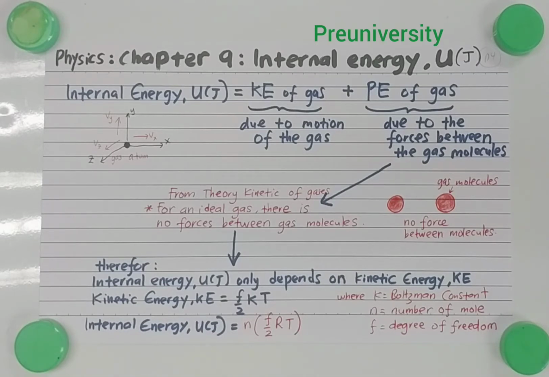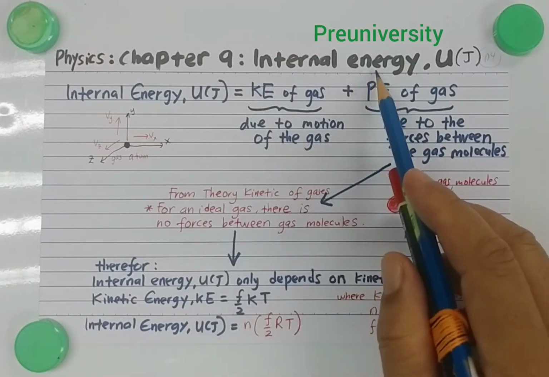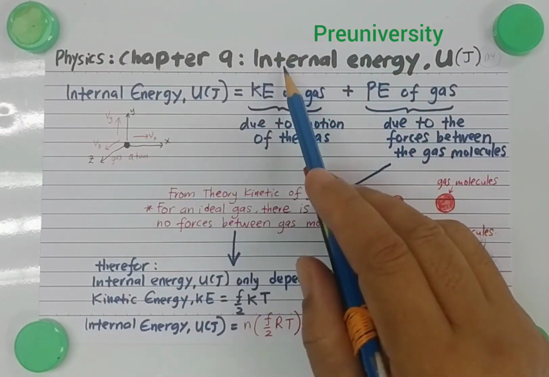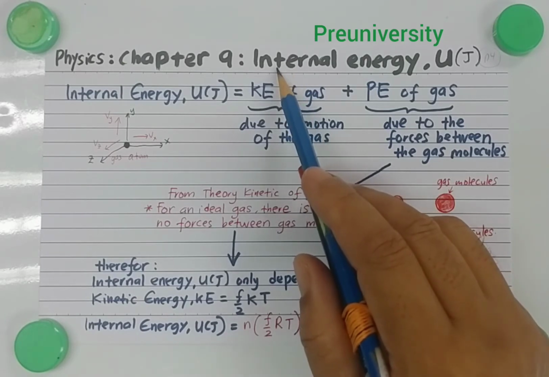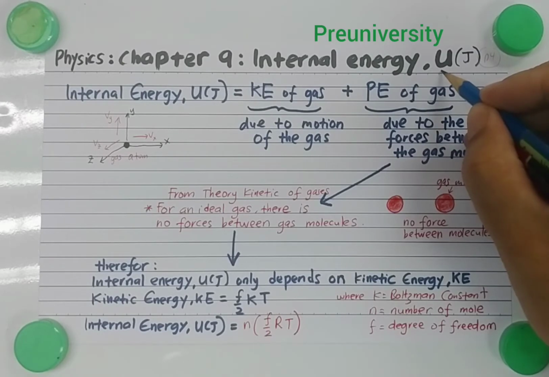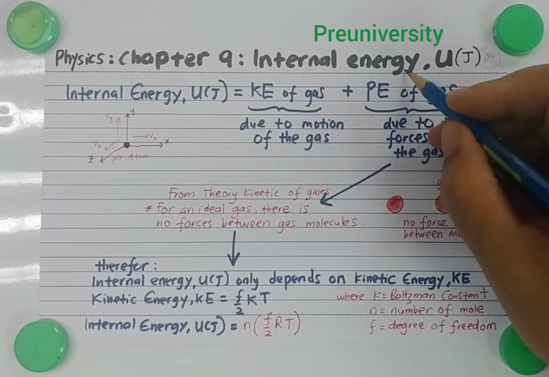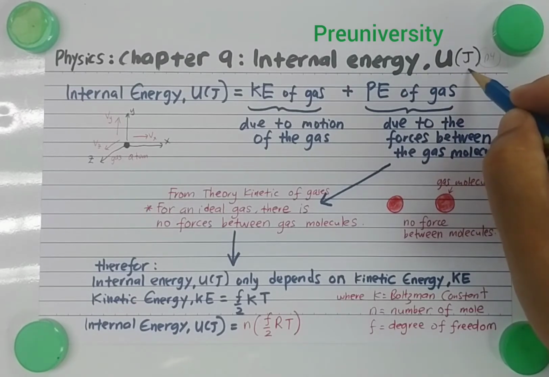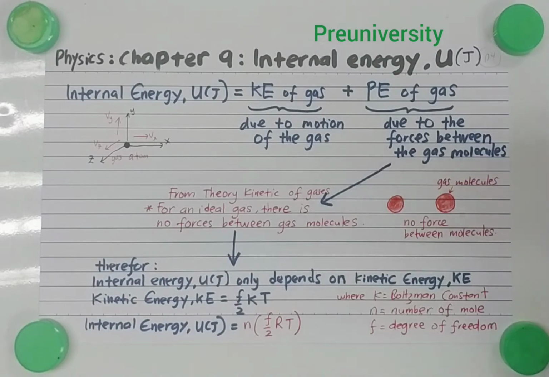Bismillahirrahmanirrahim. So today we learn physics chapter 9, the internal energy. We need to understand what is meant by the internal energy. The symbol of the internal energy is U, and of course the internal energy is energy, so the unit is the joule. So what is the internal energy?